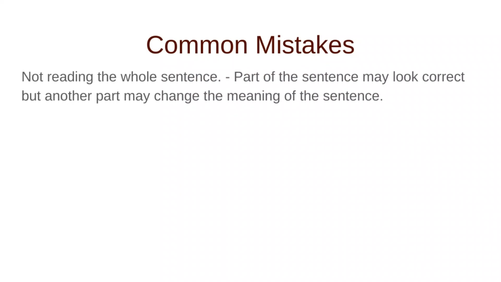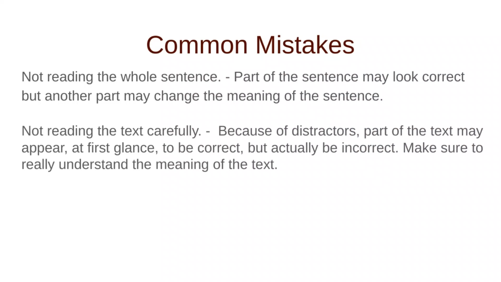Next common mistake is not reading the whole sentence. Part of the sentence in the text may look correct, but another part of the sentence may change the meaning of the overall sentence. So always read the whole sentence. And lastly, not reading the text carefully. Because of distractors, part of the text may appear at first glance, at first look, to be correct, but actually be incorrect. Make sure to really understand the meaning of the text.